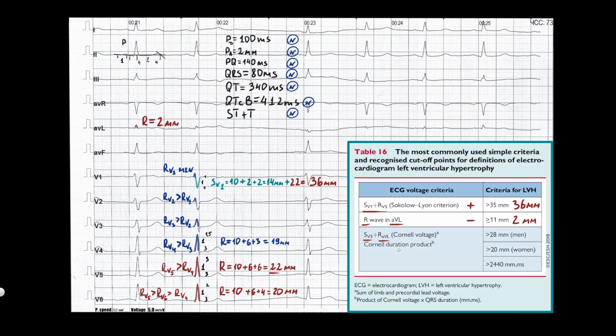Now let's check the Cornell voltage, which means the sum of S wave amplitude in V3 and R wave amplitude in AVL. S wave in V3 is 6 mm. R wave in AVL is 2 mm, so the Cornell voltage is 8 mm. And this criterion is also negative. And the last one is Cornell product. For this we need Cornell voltage multiplied by QRS duration. As a result, the Cornell product is equal to 640 mm per millisecond, which is not enough, and this criterion is also negative. So from all criteria we have only Sokolow-Lyon as positive.